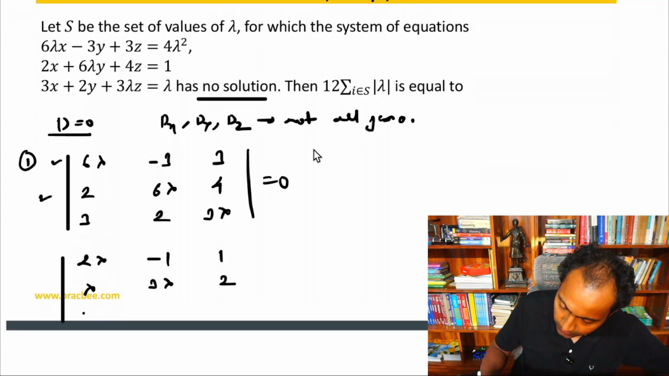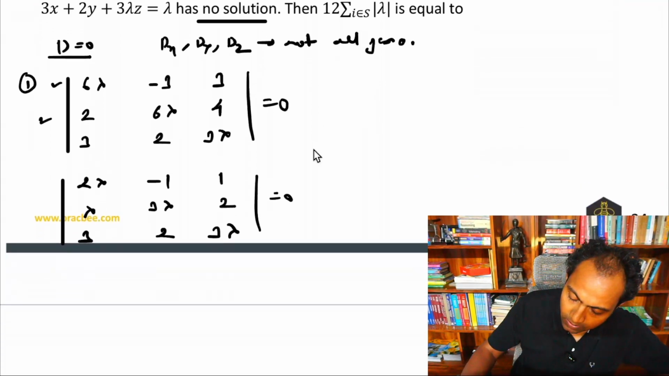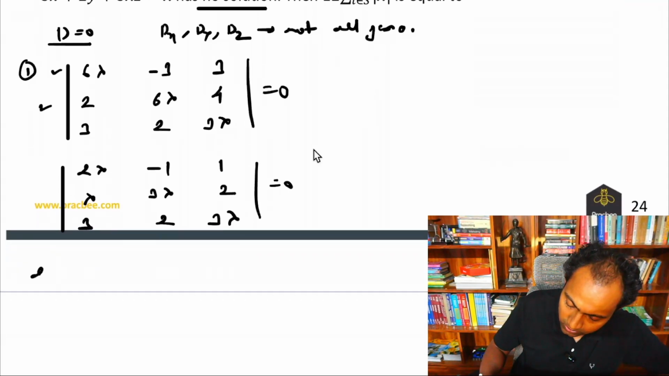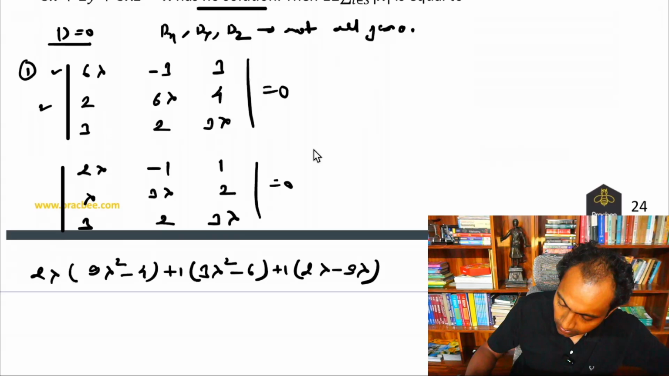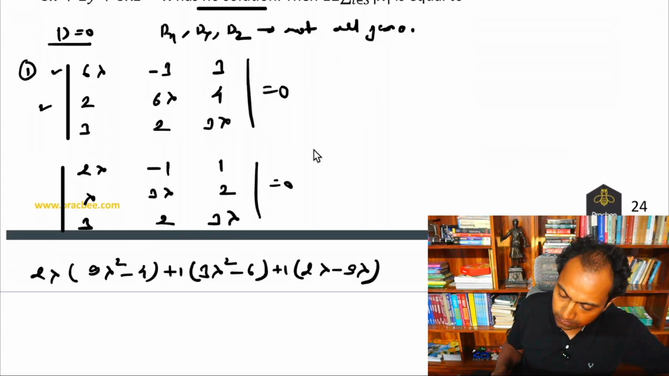And then this will become 3 lambda, this is equal to 0. Now let us open it up. So what we are going to get is 2 lambda into 9 lambda square minus 4, then plus 1 into 3 lambda square minus 6. And the last one is nothing but 2 lambda minus 9 lambda. This is what we are getting.